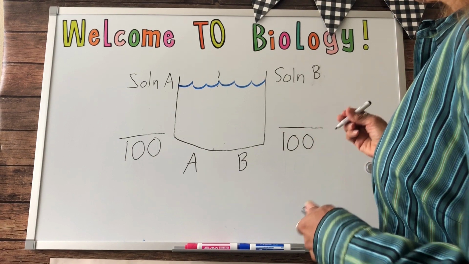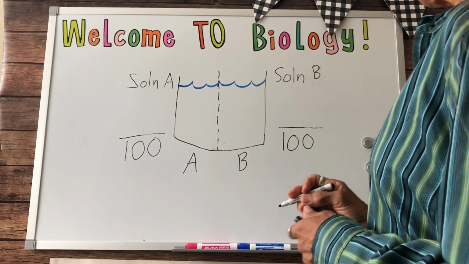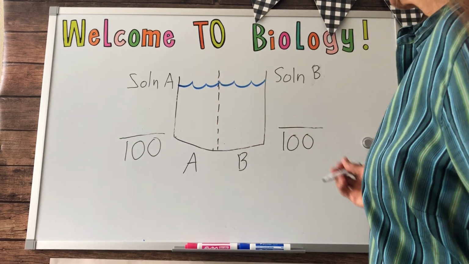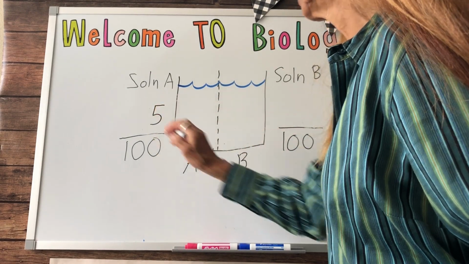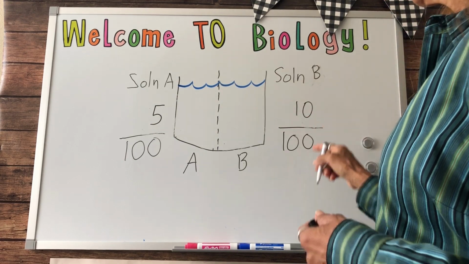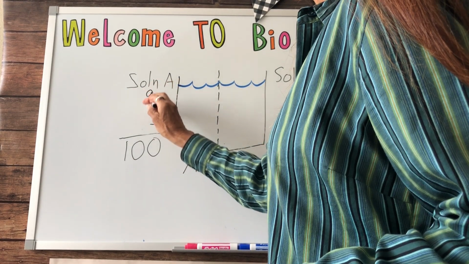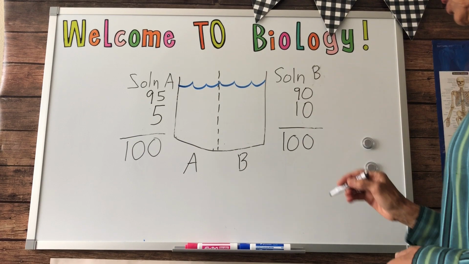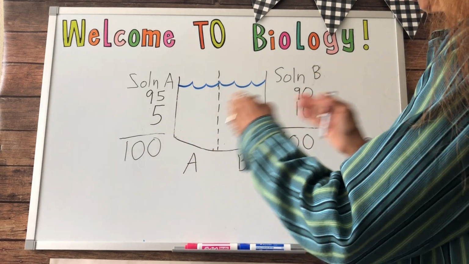So let's say I have a solution here, A and B, and I'm telling you that this only allows water to pass. And we have a 5% solution of salt on this side, and a 10% on this side. So we would still go through the steps of calculating the water concentration. On this side it would be 95, on this side it would be 90. Now I'm asking you, which way would the salt go? Would the salt go from B to A or A to B?